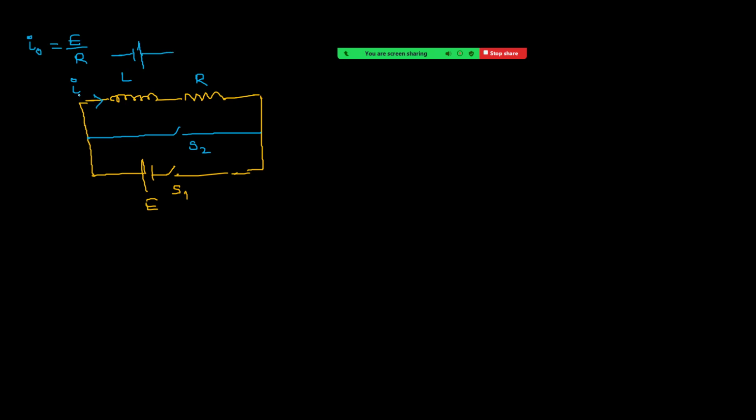The reason is that current is decreasing. It tries to oppose the change in current. That means since it is now decreasing, it tries to increase it. Tries to increase means current due to this battery must be in the same direction as the current. That's why I have taken polarity like this. Sorry, this is low and this is high.